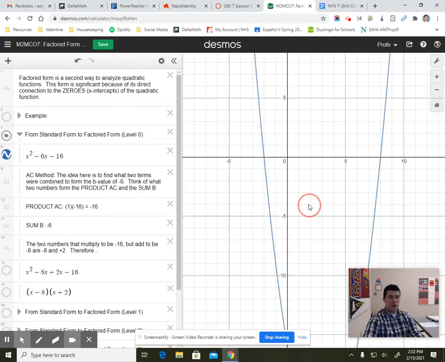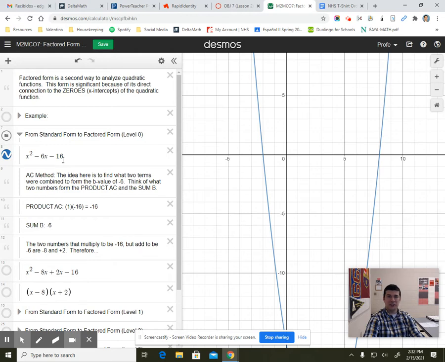So here's a quadratic in standard form, x squared minus 6x minus 16. In order to factor this, we need to use the AC method. And usually when a equals 1, you can use an even easier method, but we're going to keep an AC method to be consistent with every single factoring problem today. So what's the AC method?